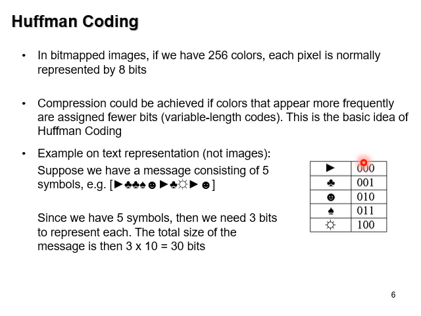Now, how many bits do we need now to store that message? Let's count how many we have. We have how many total number of symbols? We have 1, 2, 3, 4, 5, 6, 7, 8, 9, 10. So 10 symbols, and each one is represented with 3 bits. So in total, you need 30 bits to represent that information. Okay? So far, this is not compression. This is just the fixed length code.